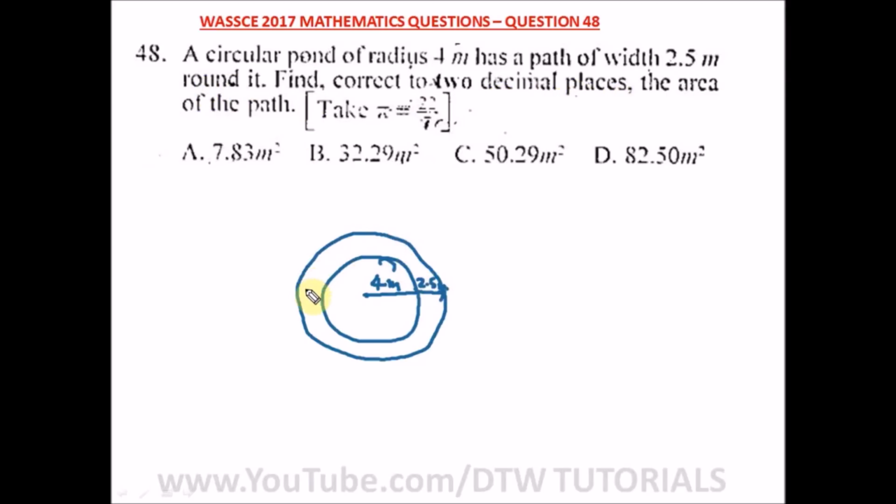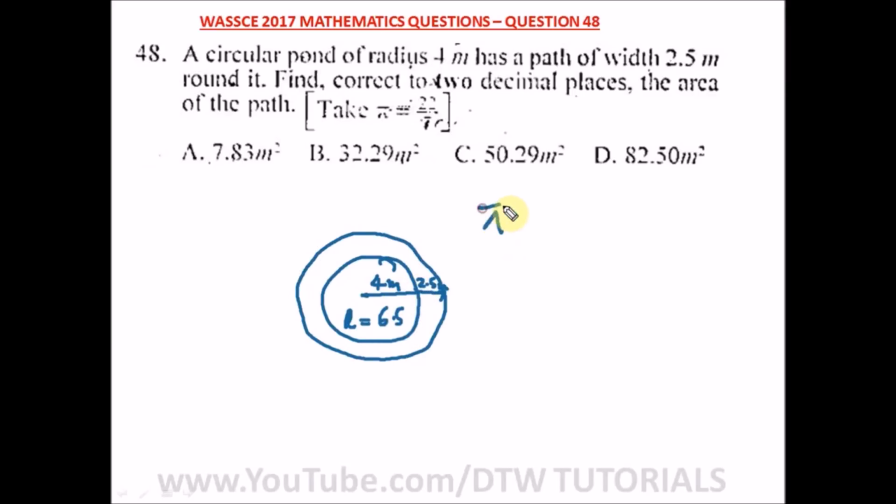So we have to find this area. To get the area, how do we do it? It will be the area of the bigger circle minus the area of the smaller circle. And what is the radius of the bigger circle? 4 plus 2.5, which is 6.5. That's your big R. And our smaller radius is 4 meters. So how do we solve this now?